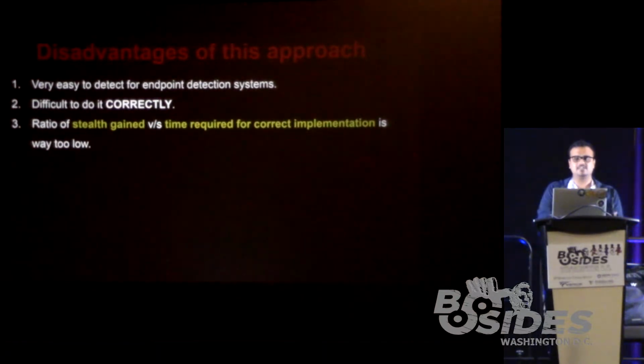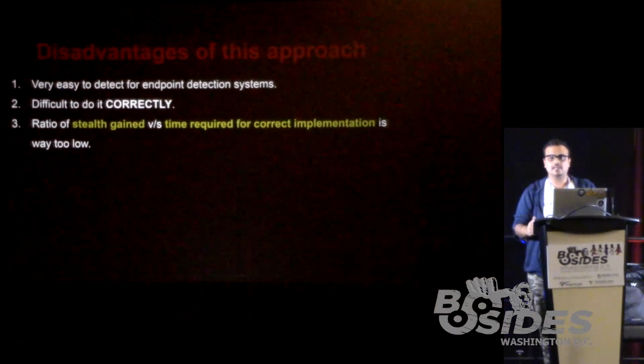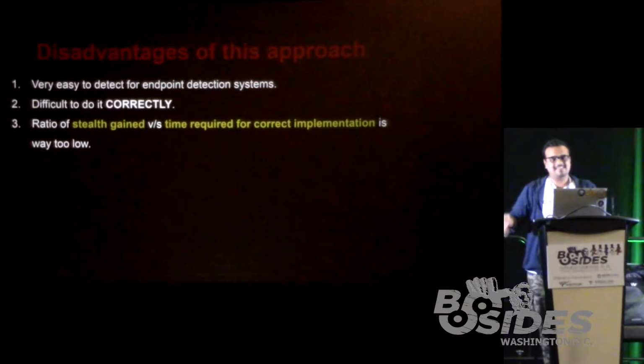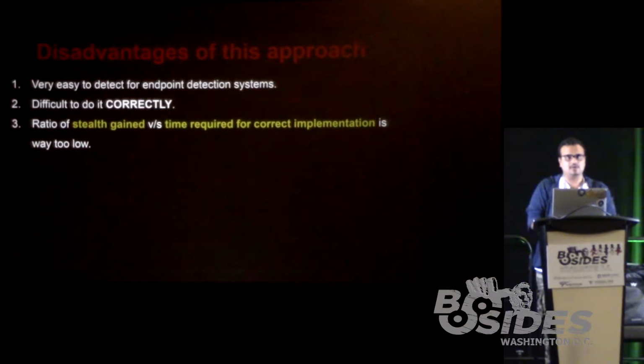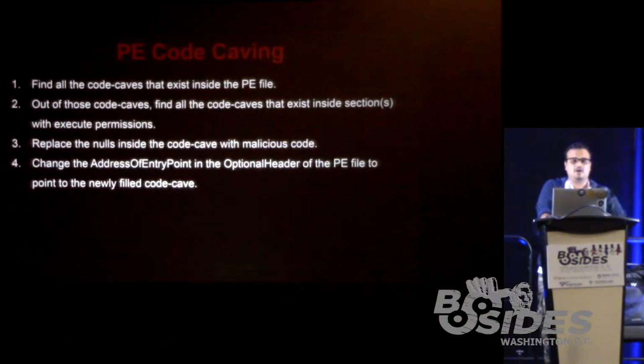Now what are the disadvantages of this kind of approach? It's very easy to detect for most endpoint detection systems, since the text section is usually the only section that should have execute permissions. It is also difficult to do it correctly, since you need to change a lot of different fields inside the PE file. So the ratio of the stealth gained versus the time required for successfully implementing this kind of injection technique is way too low, right? Since it's easily recognizable. The next approach that exists is PE code caving, right?